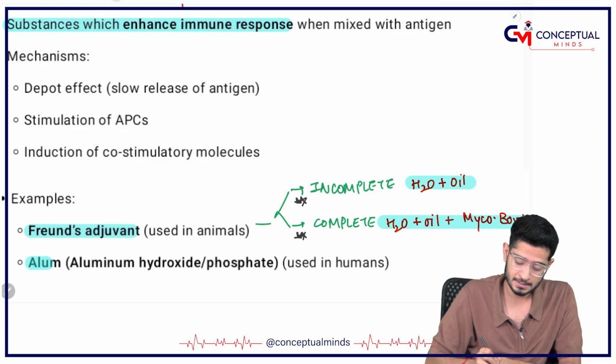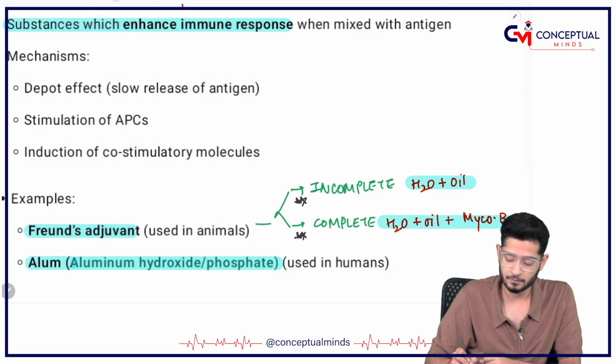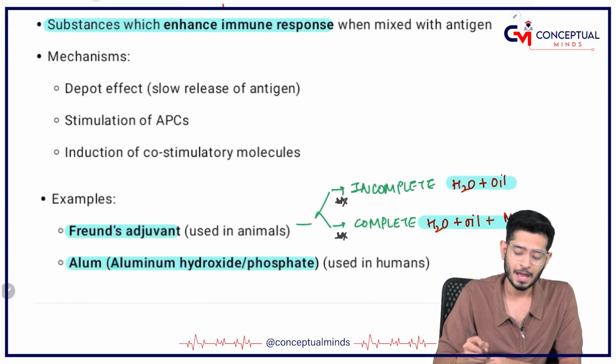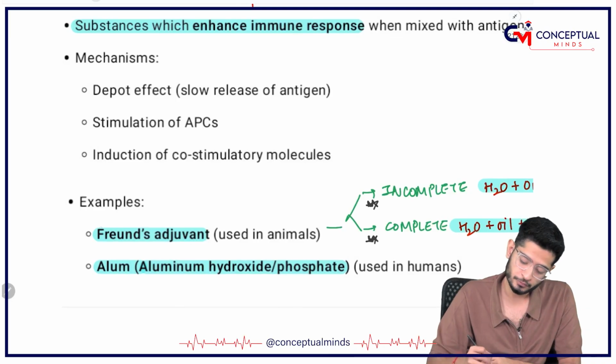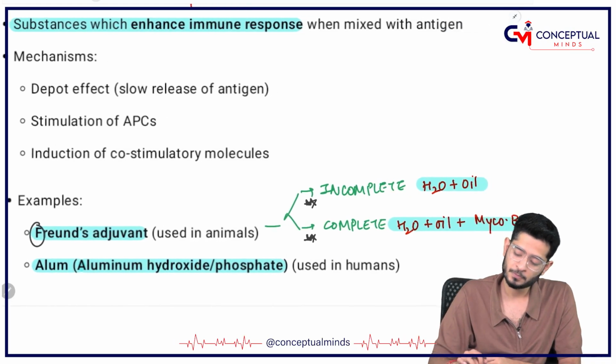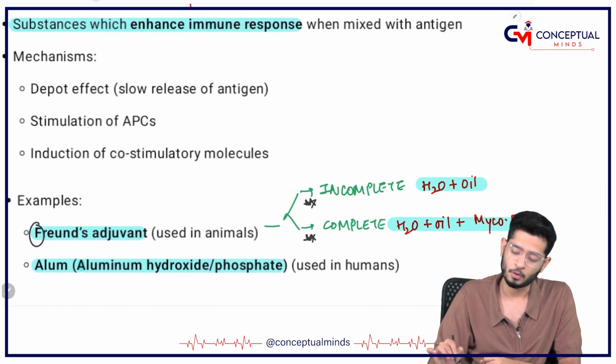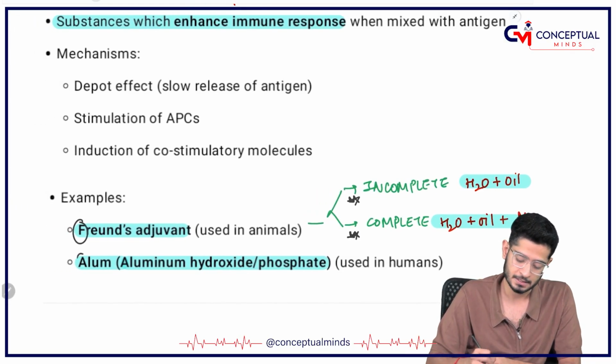And other things like aluminium hydroxide and phosphate are also added to increase the antigenic response, right? So, for Freund's, I think it's easy for you to remember: it has water, oil, plus Mycobacterium bovis, and alum.